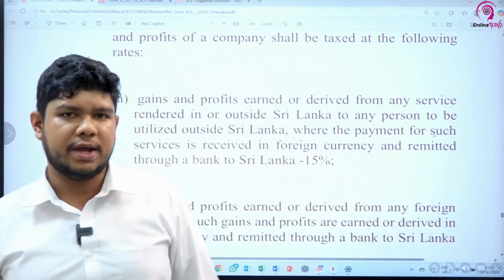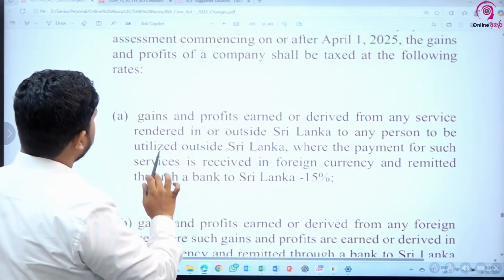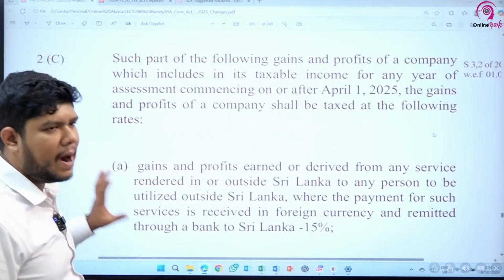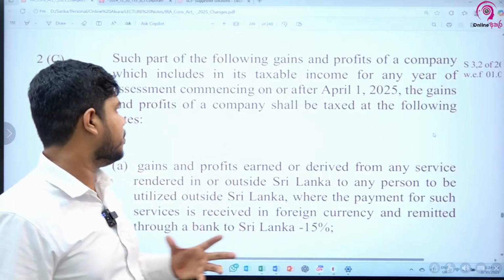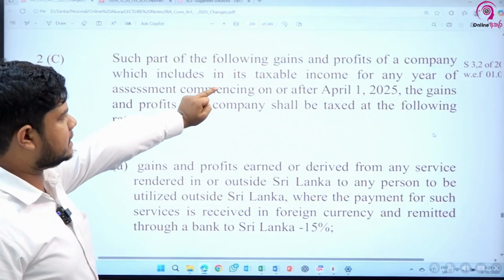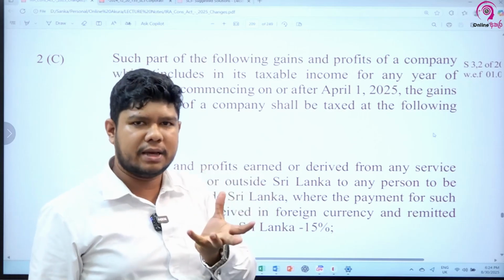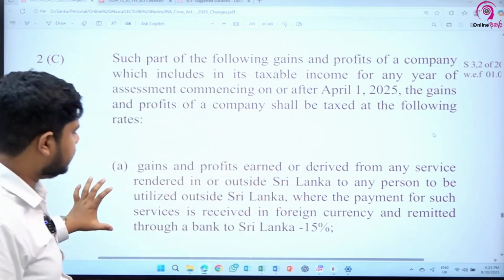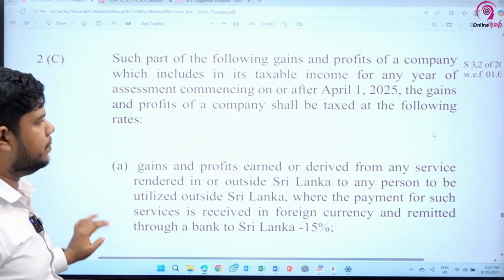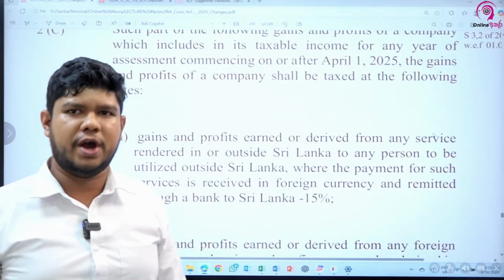Right, student? This is a very important section, right? Very important wordings. Gains and profit. Here, such part of the following gains and profit of a company, not all. Below parts, there could be a part of profit. Such part of following gains and profit of a company which includes in its taxable income. In its taxable income, if there are any part that relevant to here that classified as below, that will be taxed at the rate mentioned in below. Right? For any year of assessment commencing on or after April 1st 2025.